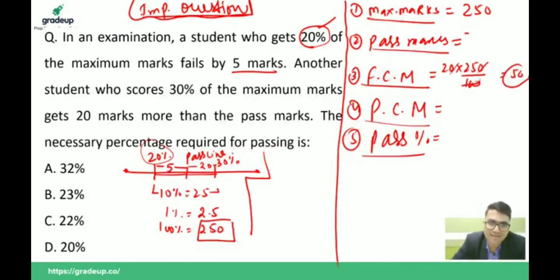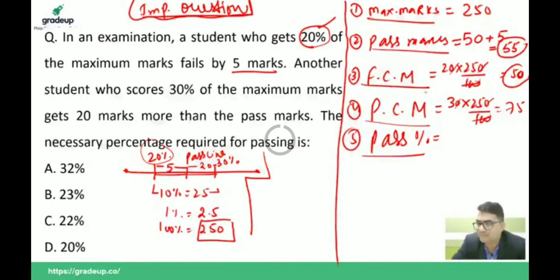What are the pass candidate marks? That is 30% of 250, which is 75. Then what is the pass marks? If a failure candidate gets 5 marks more, then he will pass. So the pass marks is 55. Find the pass percentage. 55 marks is pass marks out of 250.